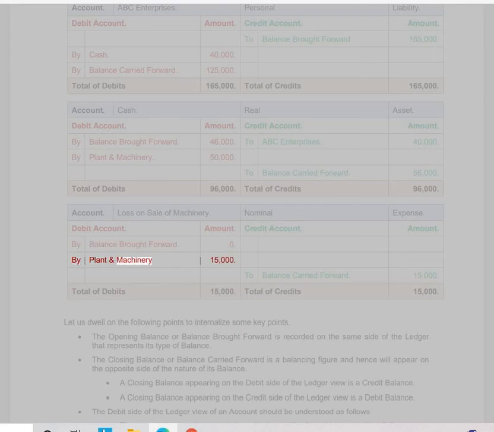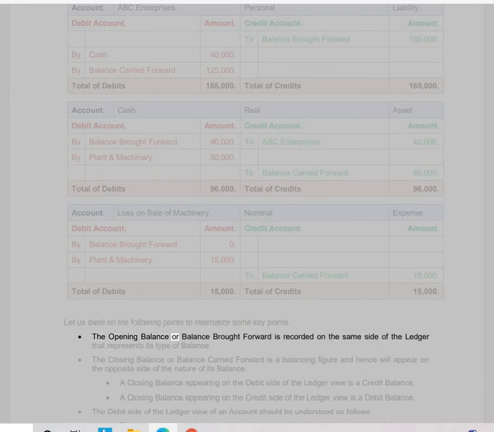0, by plant and machinery 15,000. To balance carried forward 15,000, total of debits 15,000. Total of credits 15,000. Let us dwell on the following points to internalize some key points.